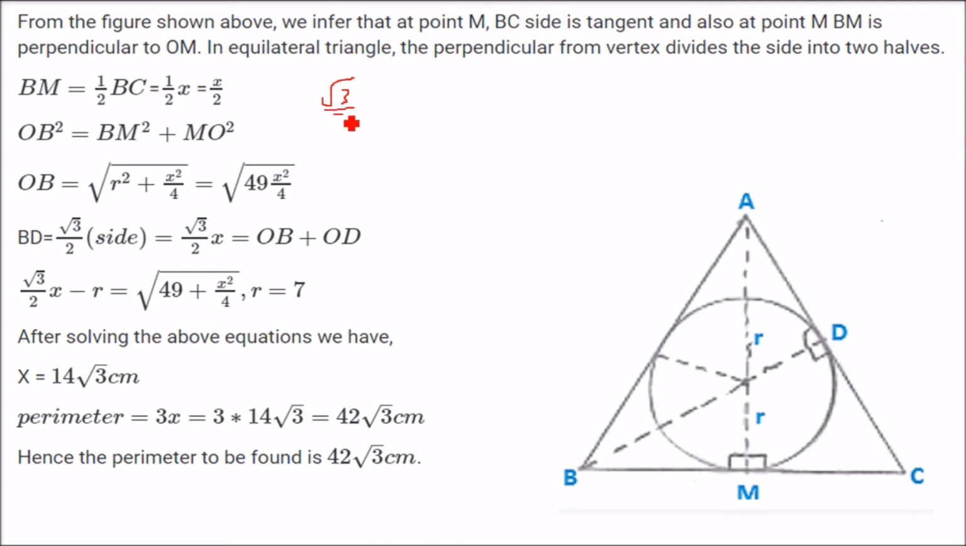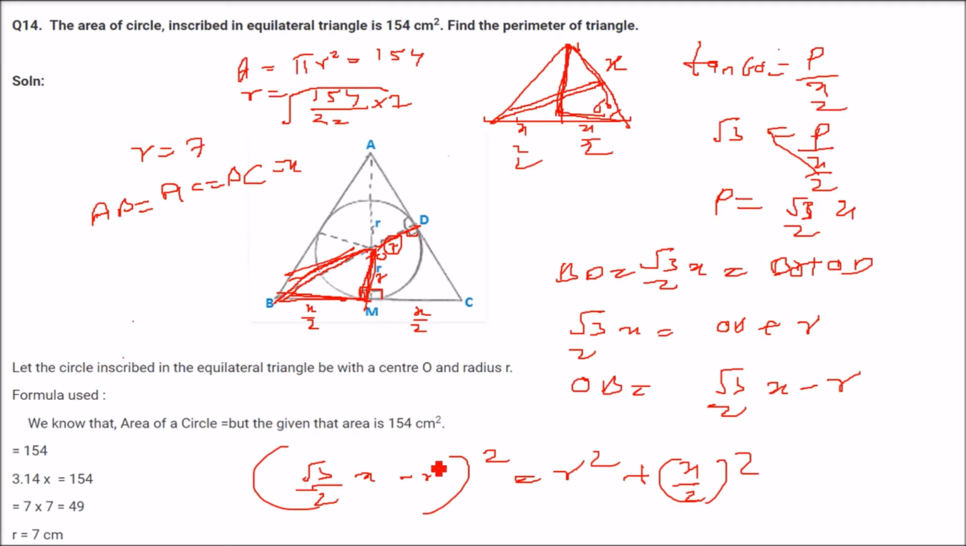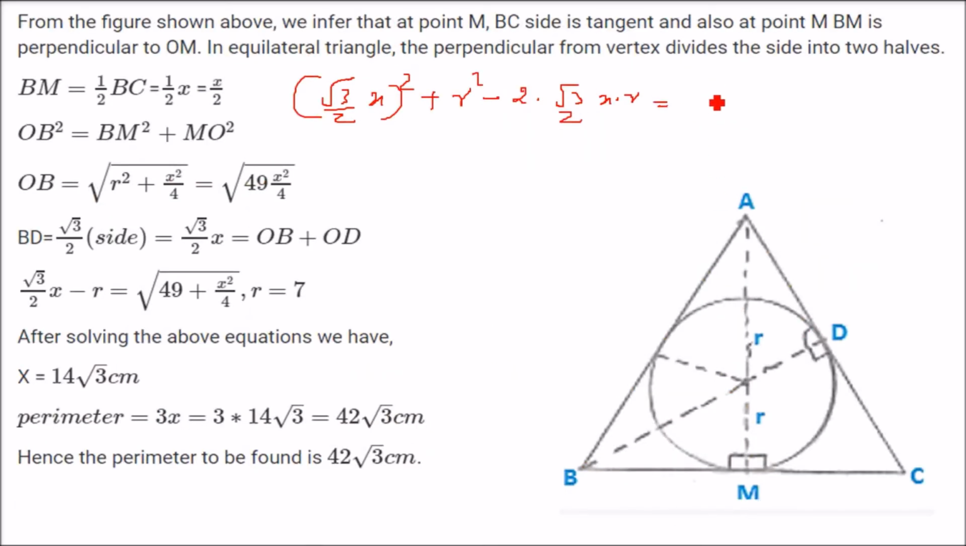So (√3/2 x)² plus R² minus 2 into √3/2 x into R. And this is equal to what? (x/2)². That is this one, this we have already opened. This is R² and this is (x/2)². So (x/2)² will be equal to x²/4 plus R².